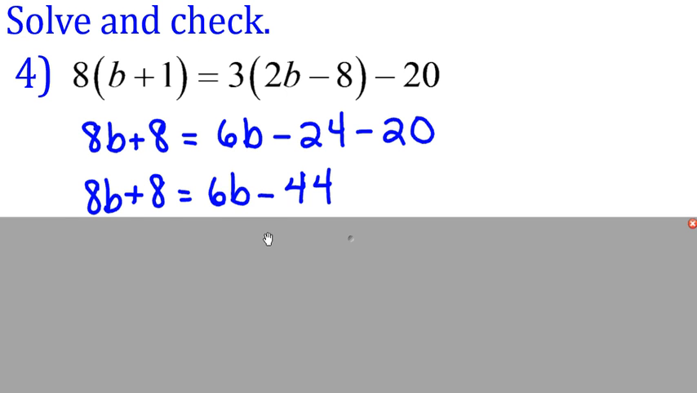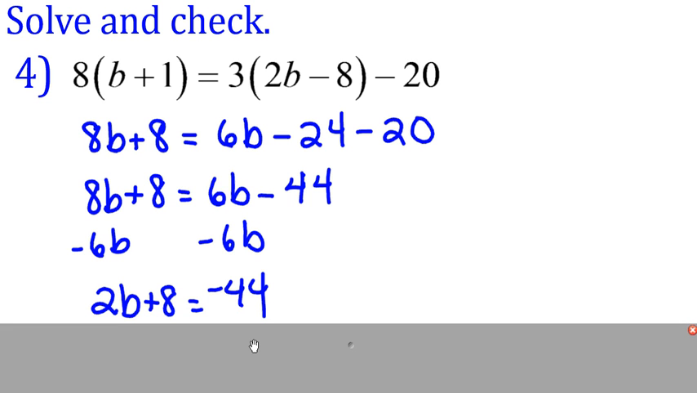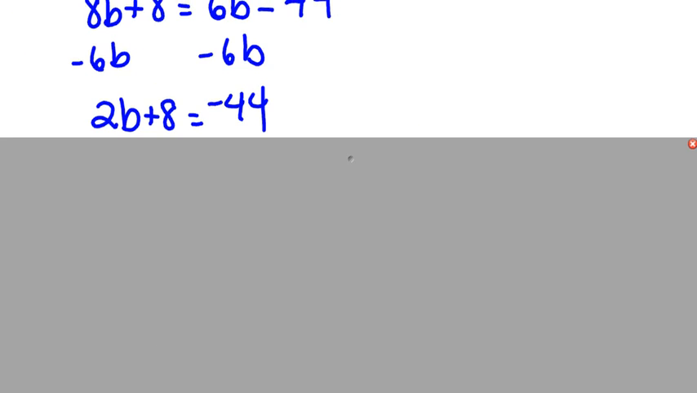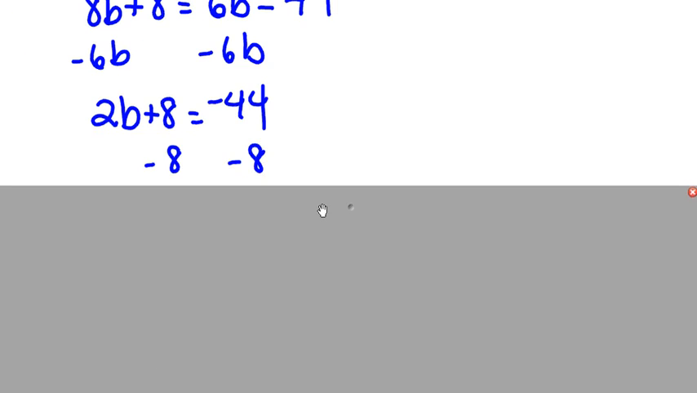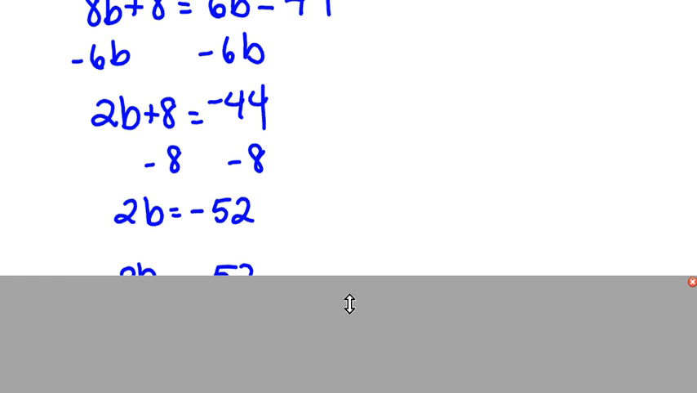To undo that, we would subtract 6b from each side of the equation. So we'd have 2b plus 8 equals negative 44. We have to undo this addition here, so we would subtract 8 from each side of our equation. So that means we'd have 2b equaling a negative 52. Then we'd have to undo the multiplication by division, so we're going to divide each side by 2.